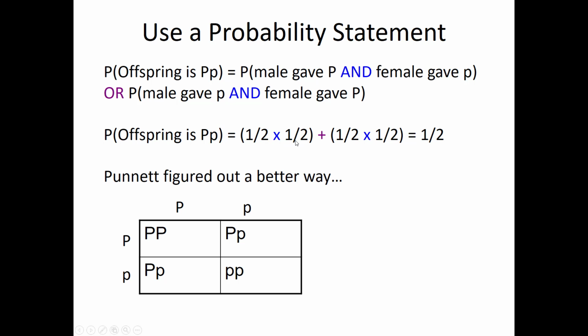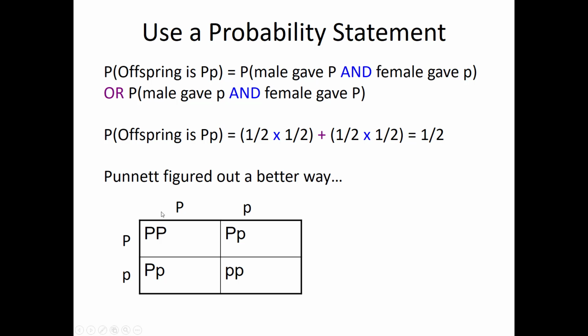1/2 times 1/2. Plus, and you can check that you get the same numbers here, if the male transmits the little p and the female transmits the big P. So you get 1/4 plus 1/4, which is a half. There's another way to do this.